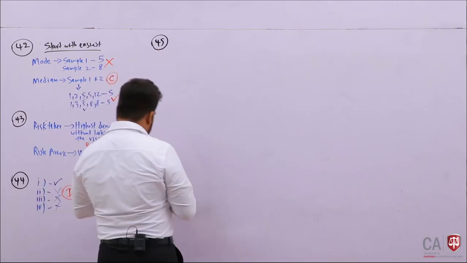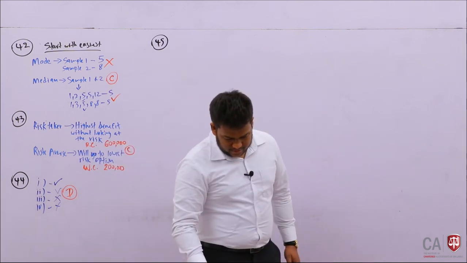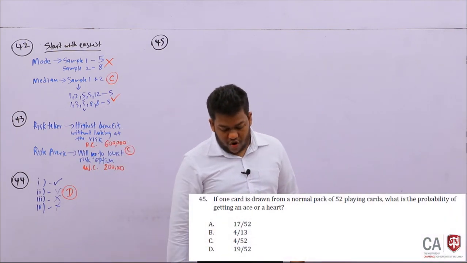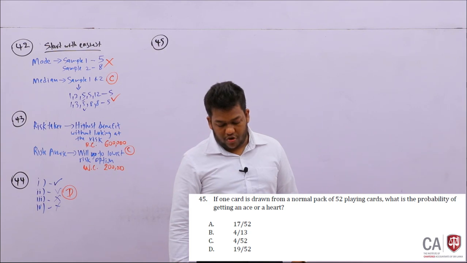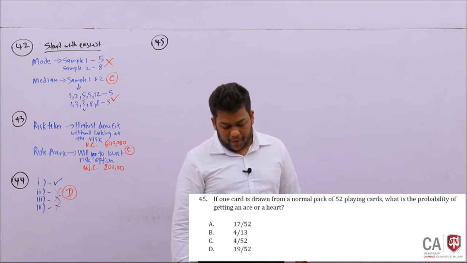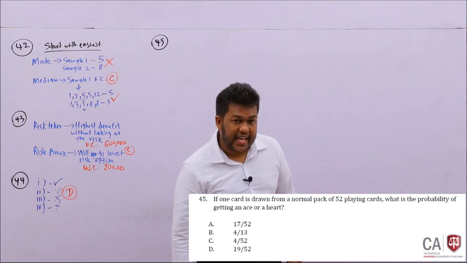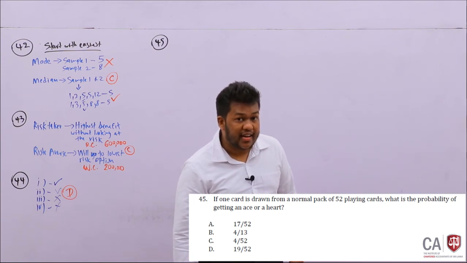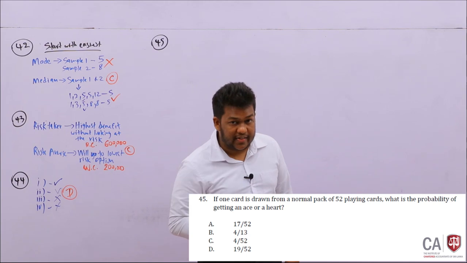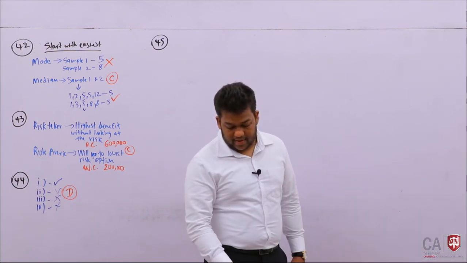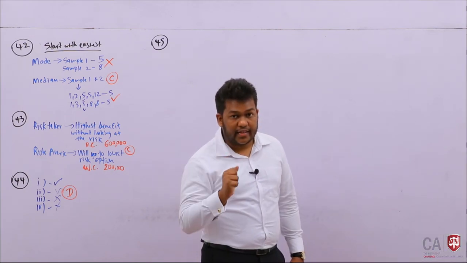Question number 45. If one card is drawn from a normal pack of 52 playing cards, what is the probability of getting an ace or a heart? What is an ace? In Sinhala, when we play cards, we say Asia. Ace. Then heart. Heart, you know that.